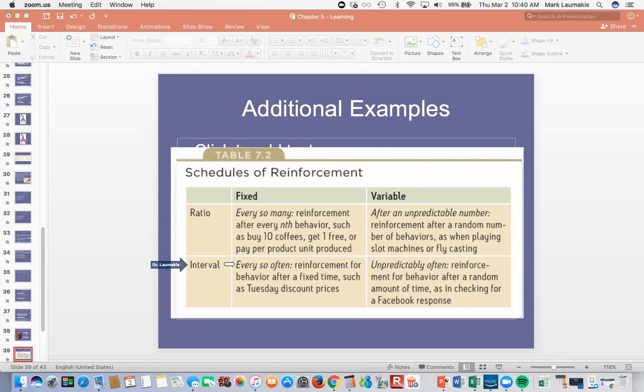Interval schedules are always about time, every so often. Taco Tuesday, your taco buying behavior is being reinforced on a fixed interval schedule. It's a set amount of time that has to elapse before you can get the good taco prices again. Variable interval, variable amount of time, right? Checking for a response to something that you did, messaging someone on Facebook. Not like they're definitely going to respond at exactly noon every day or every hour. It's every so often. It's unpredictably often. That's what makes it VI or variable interval.